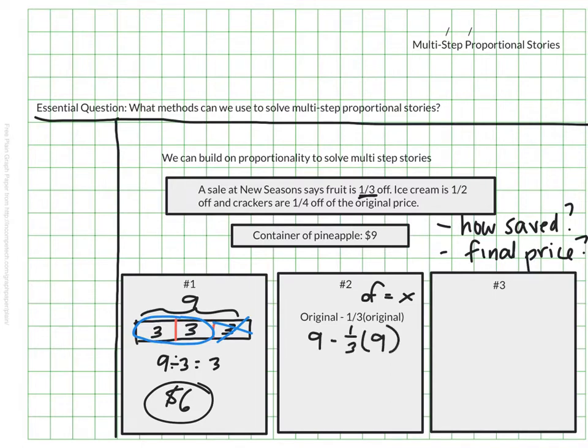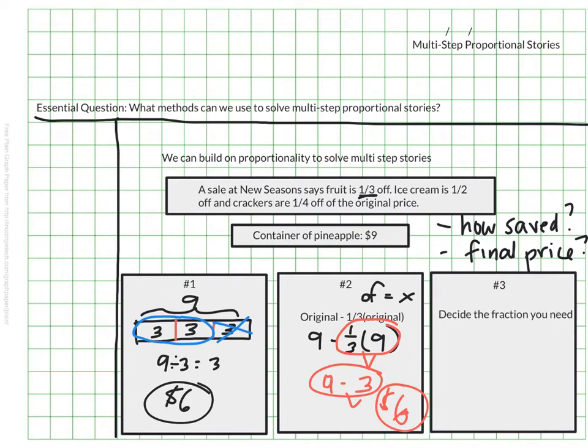Order of operations would tell me, of course, that I'm going to multiply first. So 1/3 of 9 is 3. And then I would subtract, and I would get the exact same $6 that I got in the other method. So once again, I figured out that I was saving $3, and that meant I was going to be paying $6. Same answer, different method.